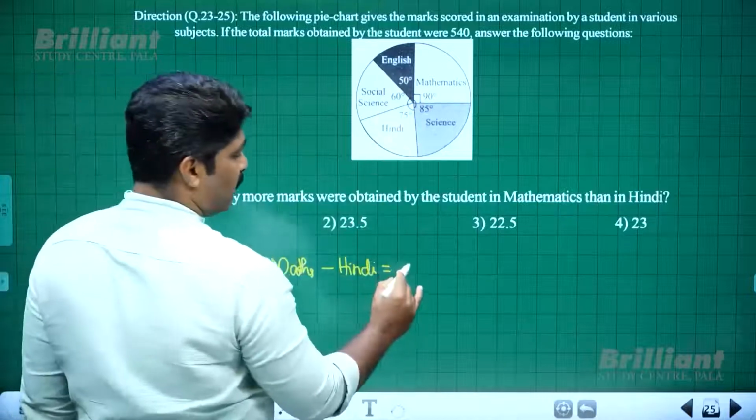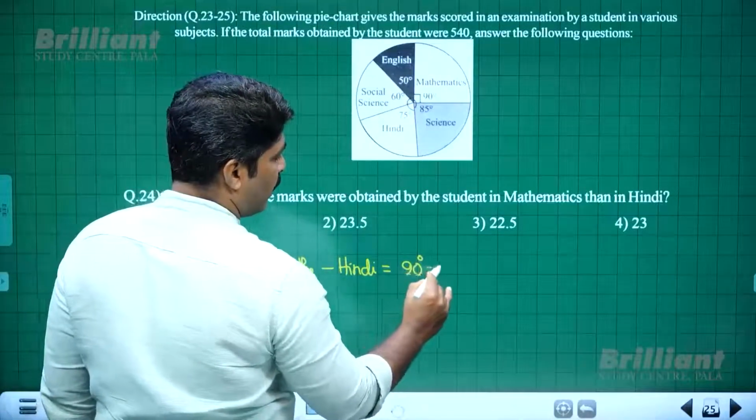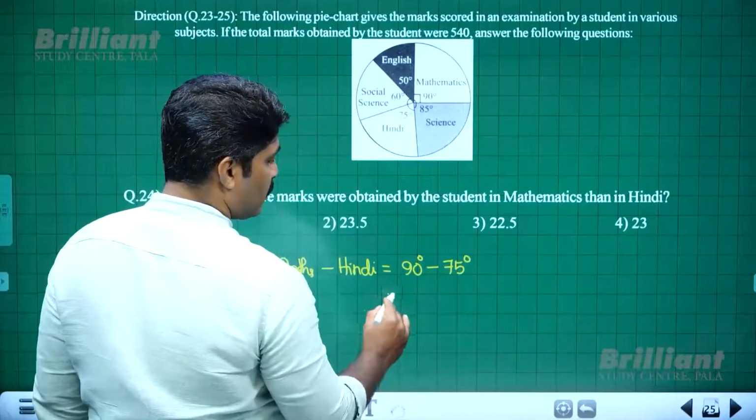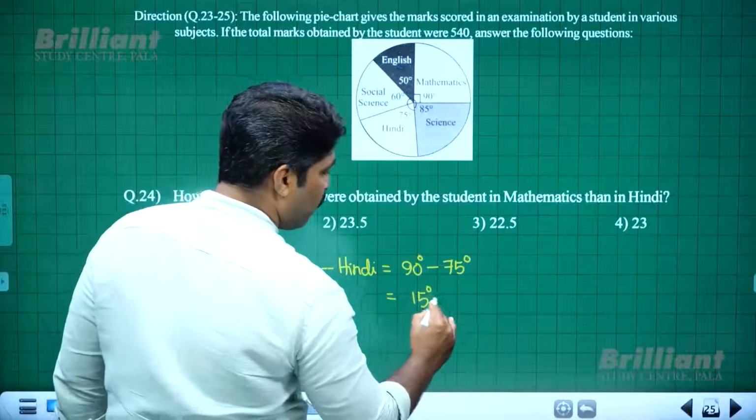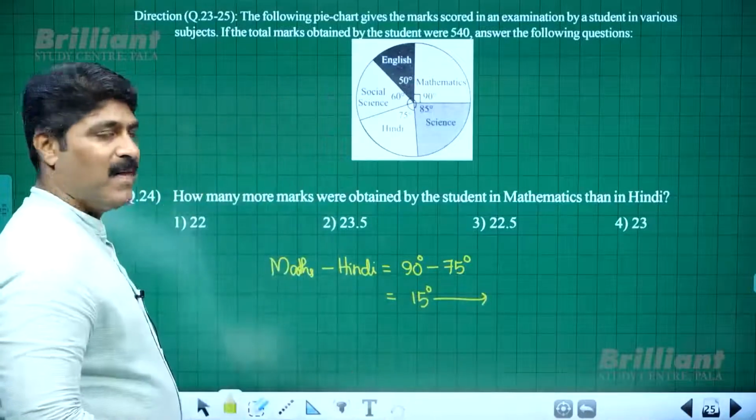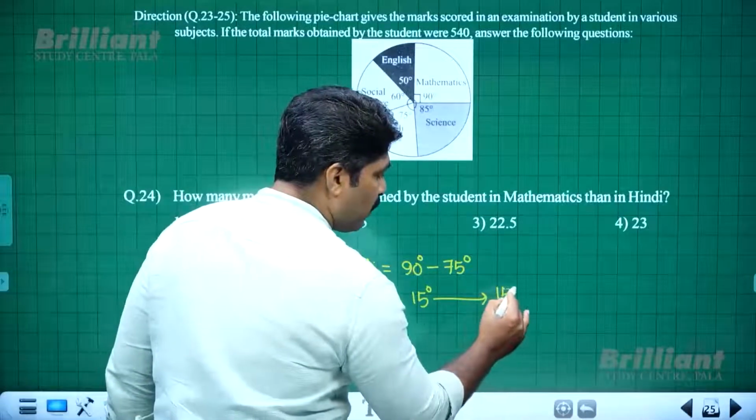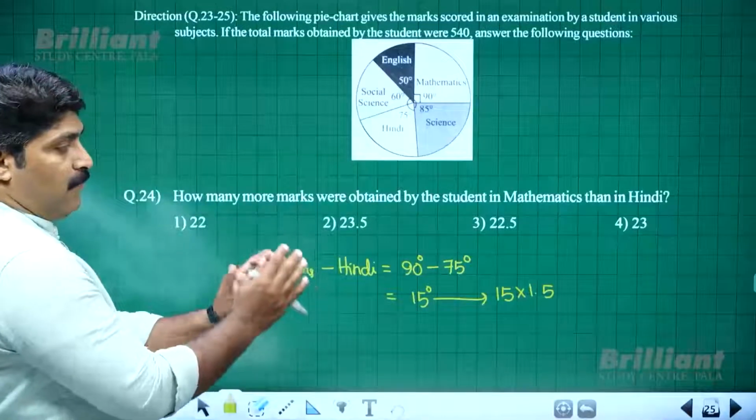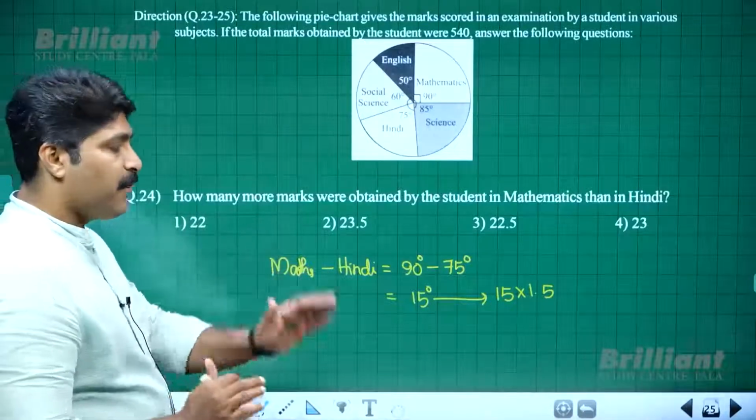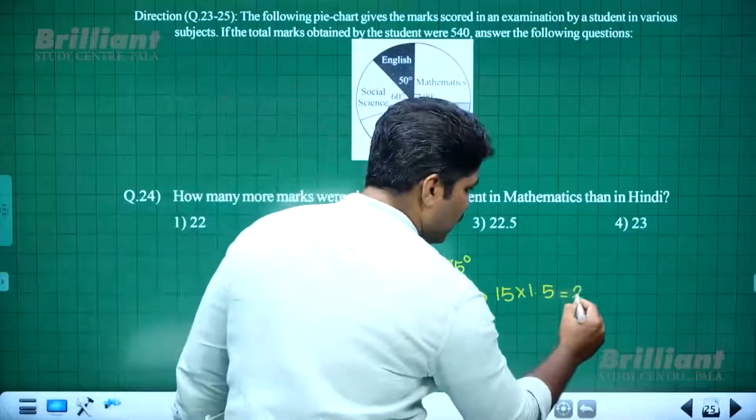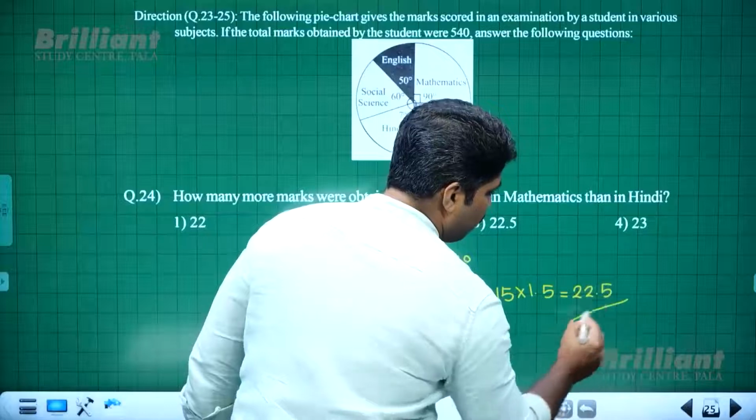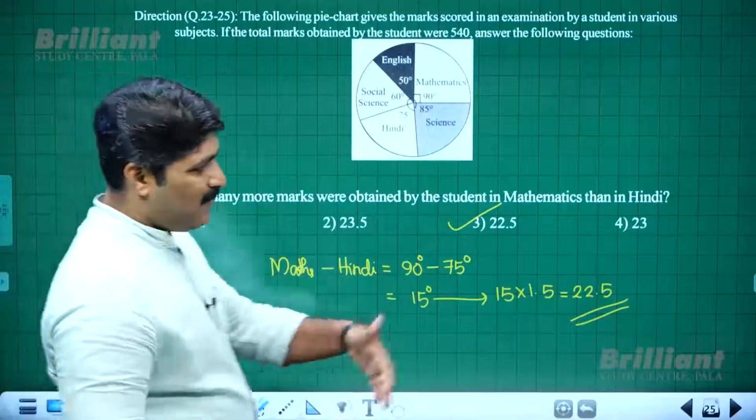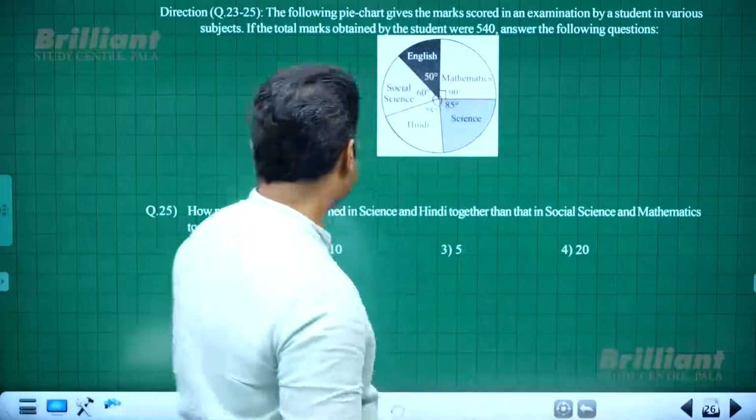Here maths is 90 degree and Hindi is 75 degree. While we are considering this difference, that is equal to 15 degree. What does this 15 represent? Each 1 degree equals 1.5, therefore this is 15 into 1.5 marks. As we know, 15 into 15 is 225, therefore 15 into 1.5 is equal to 22.5 marks. Easily we get the answer. Got it? Similarly, think about the next one also.